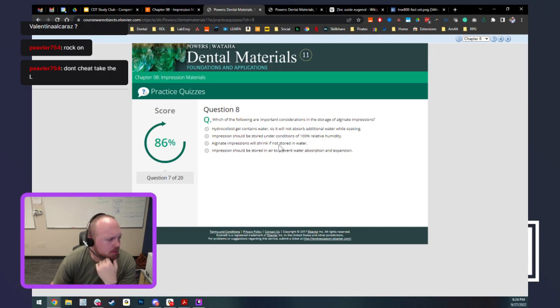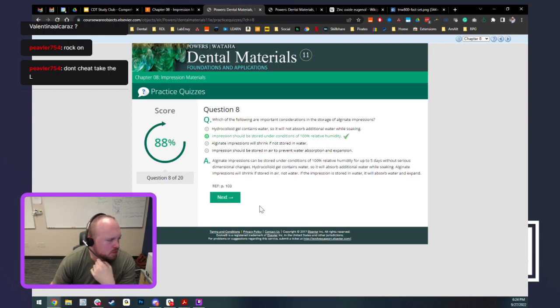So alginate impressions will shrink if not stored in water. Yes, that is true, but which of the important considerations in the storage? This is it. Impressions should be stored under conditions of 100%. Yeah. Boom. Alginate impressions can be stored under conditions of 100% relative humidity for up to 5 days without serious dimensional changes.